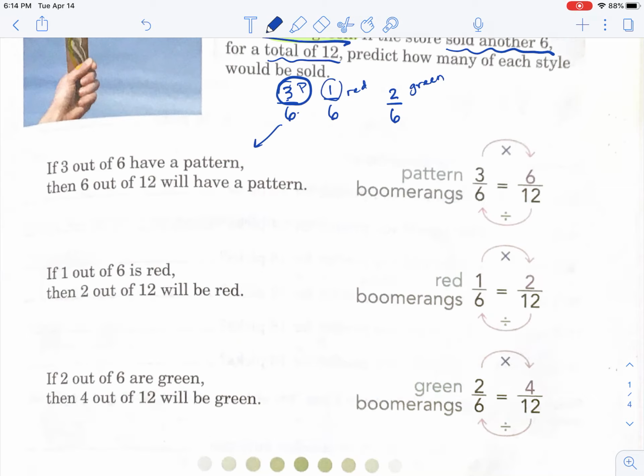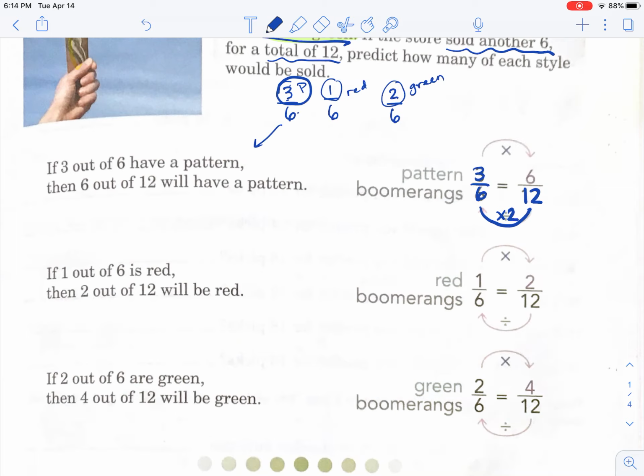I'd double the top number, that would be 2. I'd double this number, that would be 4. But let's look at it in equivalent fractions. Are you ready? So if we had 3 out of 6 that were the pattern, and I know that there's going to be 12 instead, how did I get to 12? 6 times what equals 12? 6 times 2 equals 12. So if they sold 12 instead of 6, they doubled their sales.